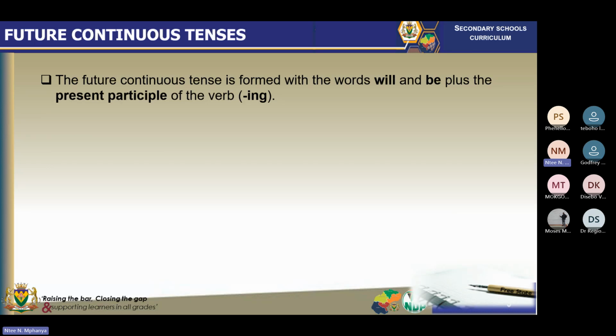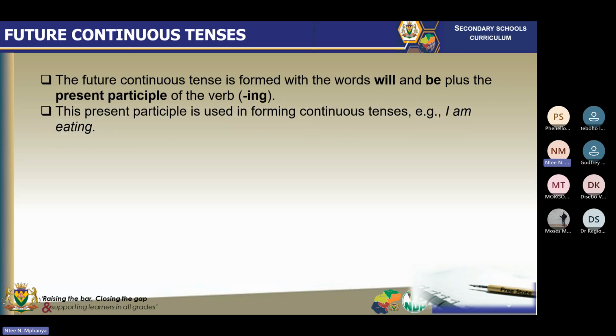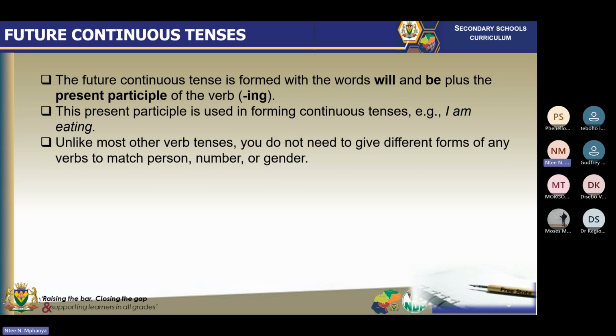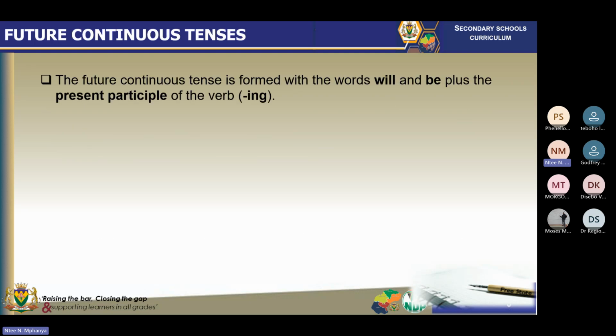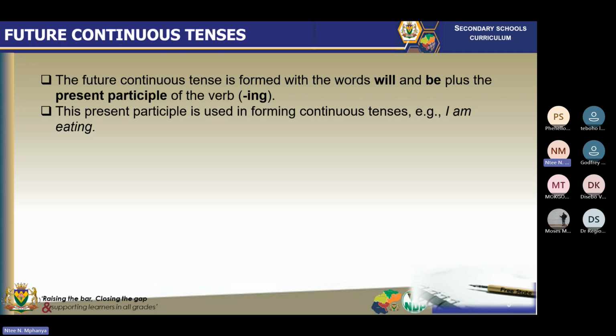The future continuous tense is formed with the words will and be plus the present participle of the verb, ing. I hope that teachers, before we can go further, you have taught them the structure of the sentence, how the sentence is formed. This will also make it easier for us to go through these future continuous tenses with them, not struggling with the first person, second person, third person, subject, verb, and object.